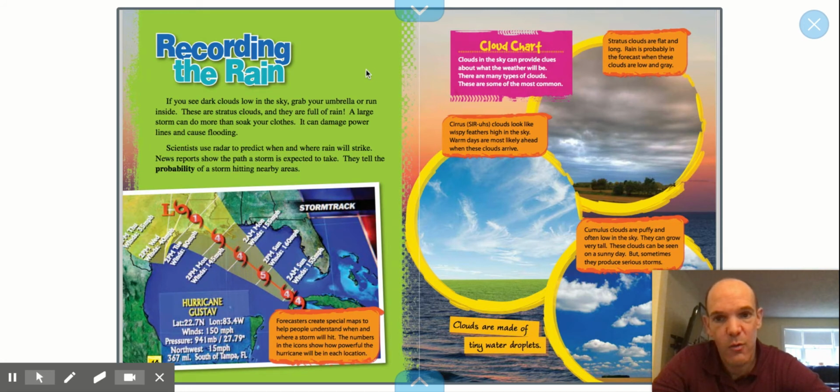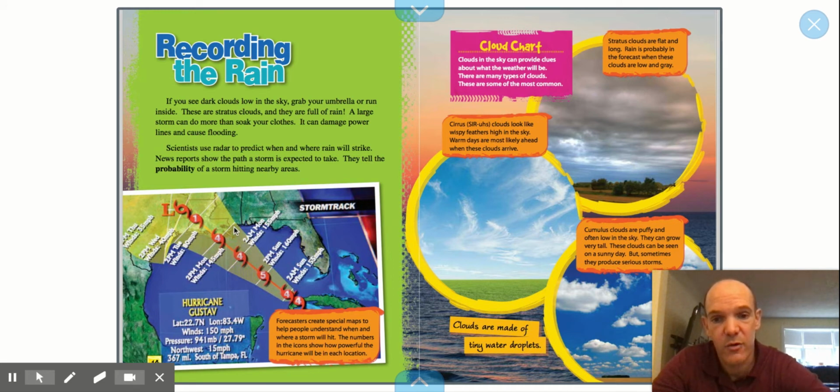We talked about how we can record the rain. When rain falls, there are different ways that scientists kind of track that, and they use radar to help figure out what the rain is going to look like, maybe how much rain is going to fall. We talked about this being kind of the track of a hurricane, and hurricanes have tons of rain usually. They can almost measure the rain in feet sometimes.